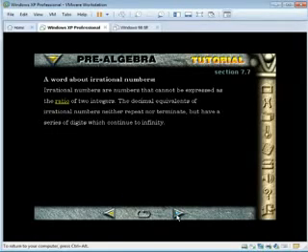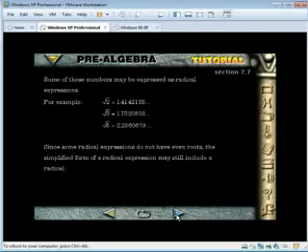A word about irrational numbers. Irrational numbers are numbers that cannot be expressed as the ratio of two integers. The decimal equivalents of irrational numbers neither repeat nor terminate, but have a series of digits which continue to infinity. Some of these numbers may be expressed as radical expressions.